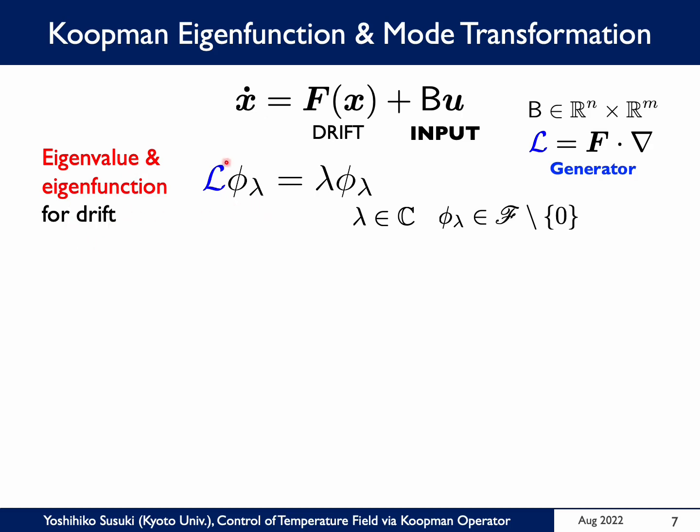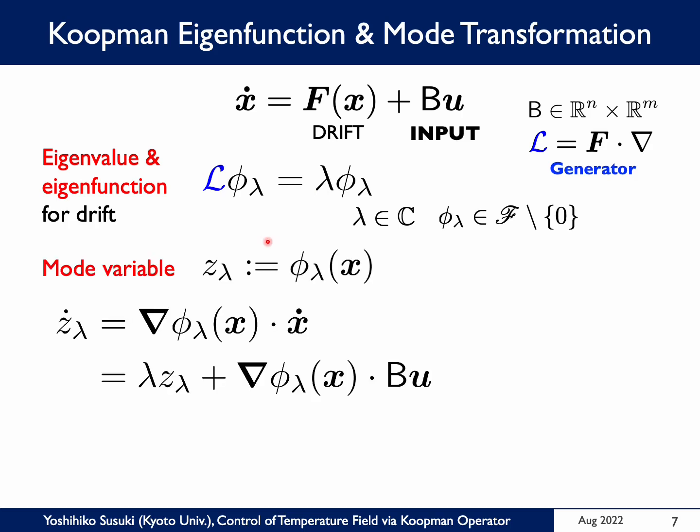In this, phi lambda is eigenfunction of the generator L associated with eigenvalue lambda. Now we introduce so-called mode variable g lambda by using the Koopman eigenfunction phi lambda. We often call this variable Koopman mode. The eigenfunction phi lambda is a complex valued function defined on the state space. So the mode variable g lambda is again generally complex valued.